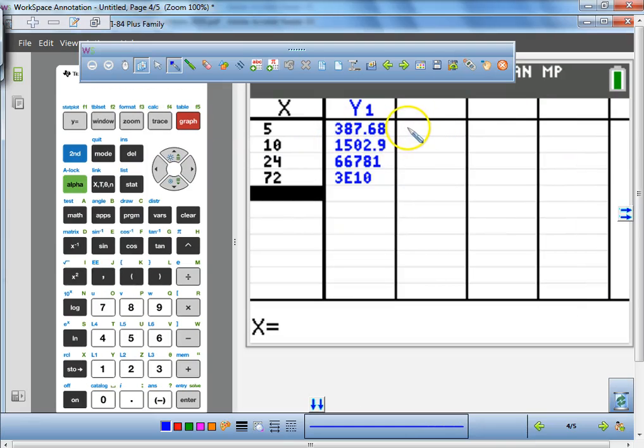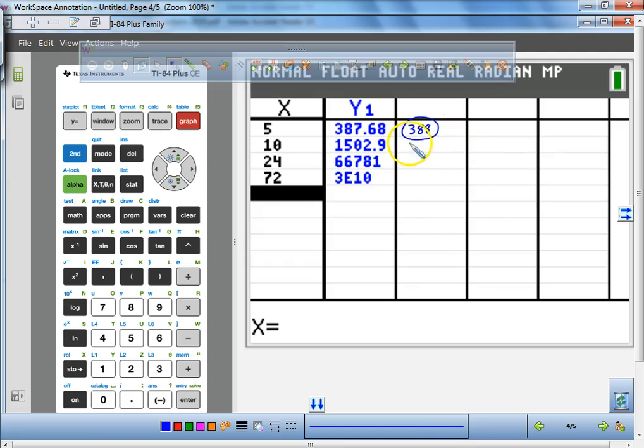So right here, what's my answer going to be for this one? 388. That's the nearest whole number. What's this one? 1503. This one I'm just going to leave. Wow, these bacteria are growing fast. It's like a pandemic. Dun-dun-dun.